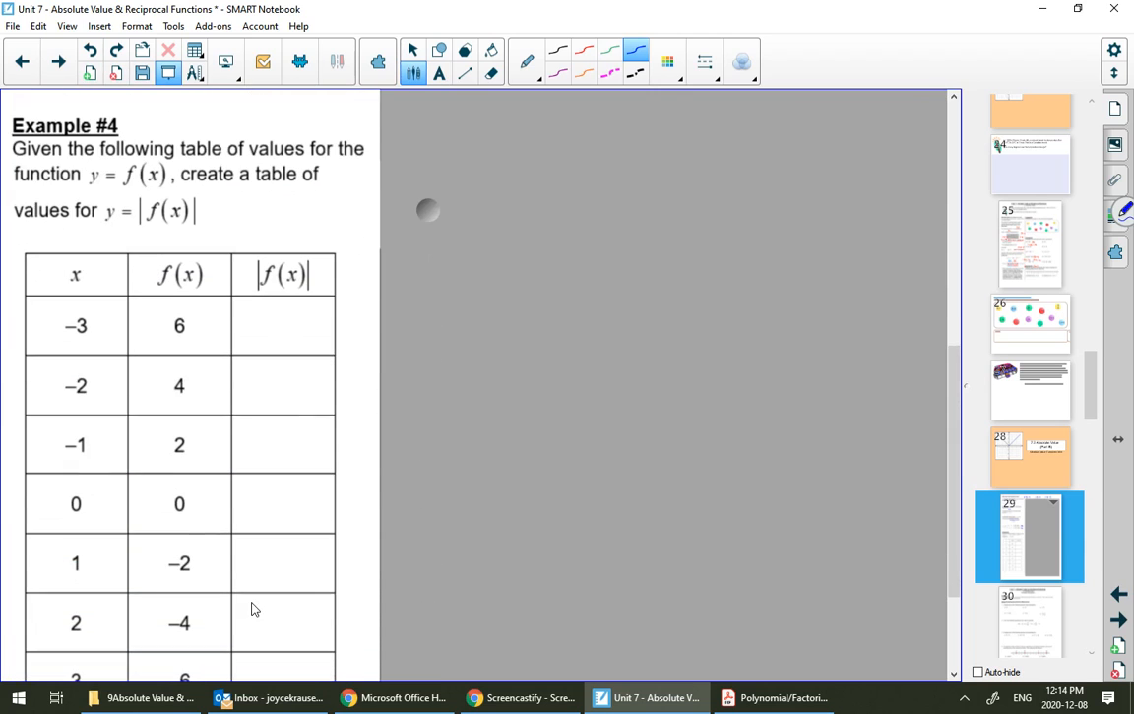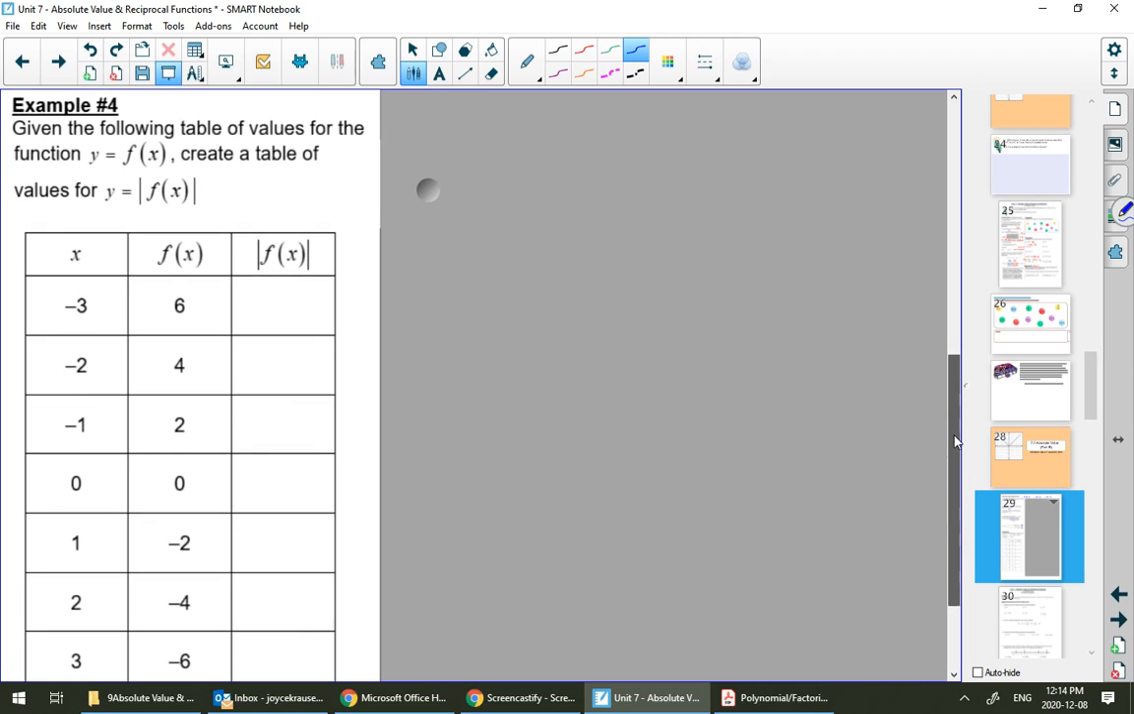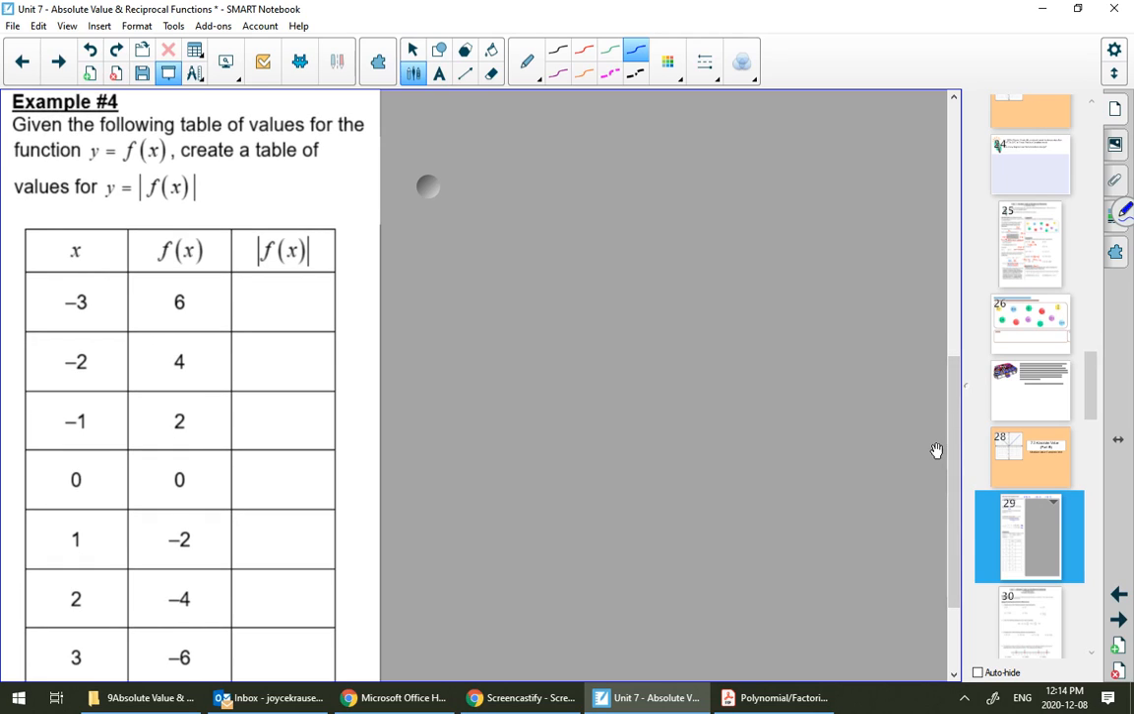All right, so let's take a look at a table of values. Here, we're given a table of values, with the values for x and f of x, and we're asked to find the new values for the absolute value of f of x. So if I have -3 and 6, my new point would be -3, and it would stay +6. So 6 stays 6. -2 comma 4 becomes -2 comma 4. -1 comma 2 is -1 comma 2. 0 and 0 stays 0.